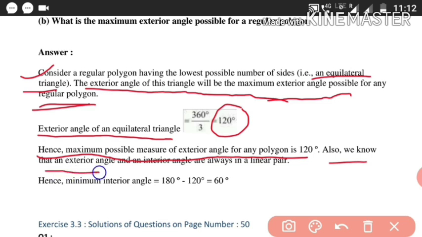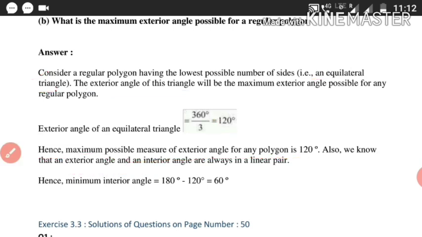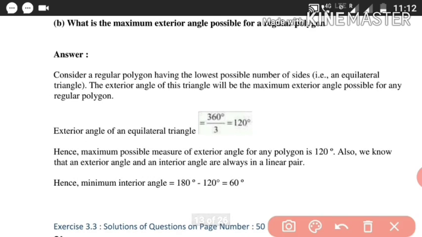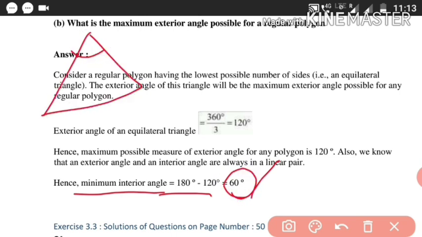Also we know that an exterior angle and an interior angle are always a linear pair, isn't it? Hence the minimum interior angle will be how much? 180 minus 120 is equal to 60. So the minimum interior angle possible is 60 degrees, because for an equilateral triangle, 60, 60, 60 is the only possible way for a regular polygon.